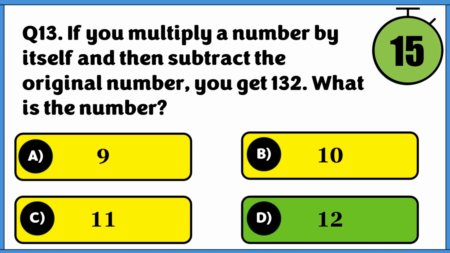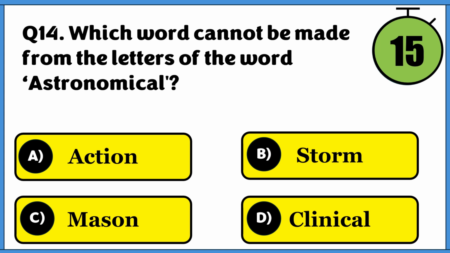The correct answer is D, 12. Question 14. Which word cannot be made from the letters of the word astronomical? Is it A, action, B, storm, C, mason, or D, clinical?